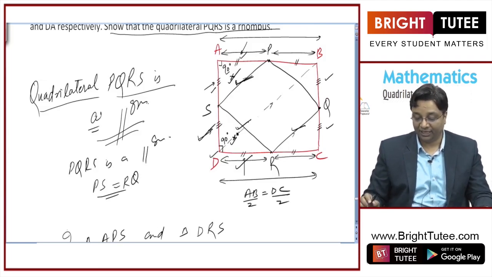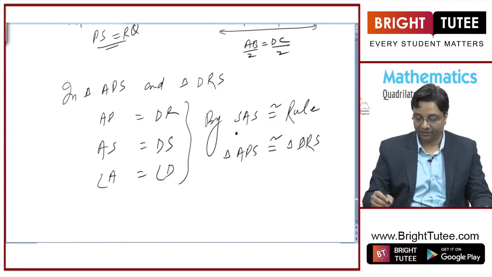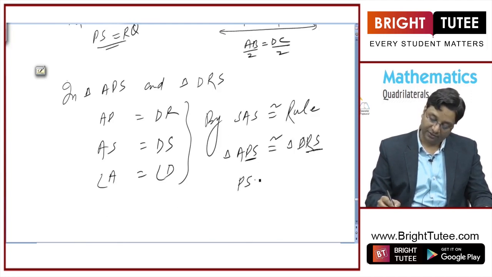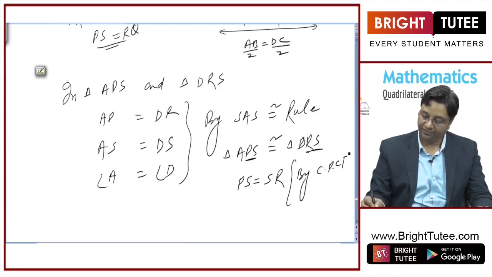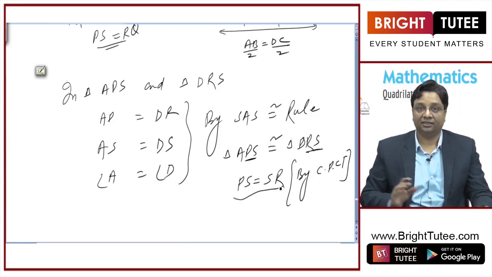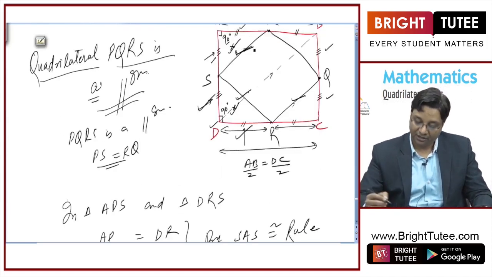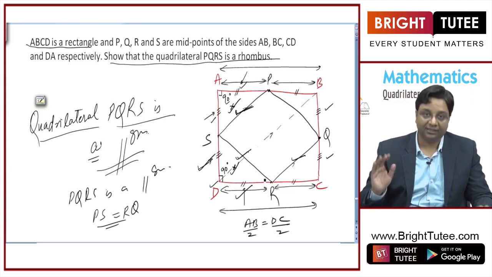So by CPCT, I can say PS is equal to SR, by CPCT. Now once you say this, you can say that PQRS is a rhombus. Why? Because we have proved that PQRS is a parallelogram.